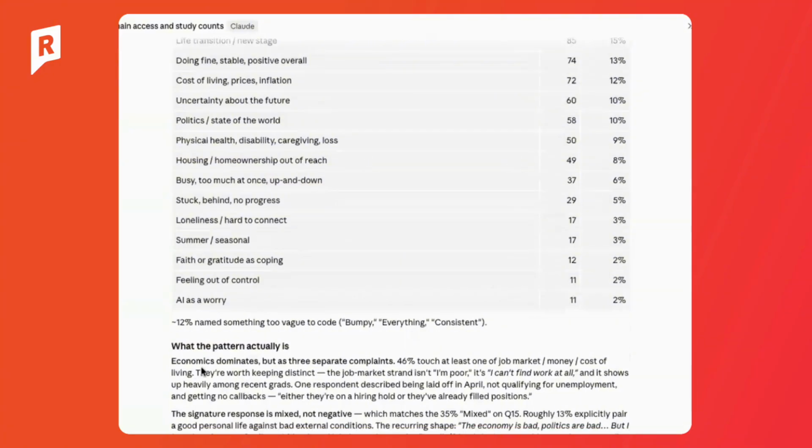It explains here as well: economics dominates, but as three separate complaints, 46% touch at least one of job market, money, or cost of living. They're worth keeping distinct.